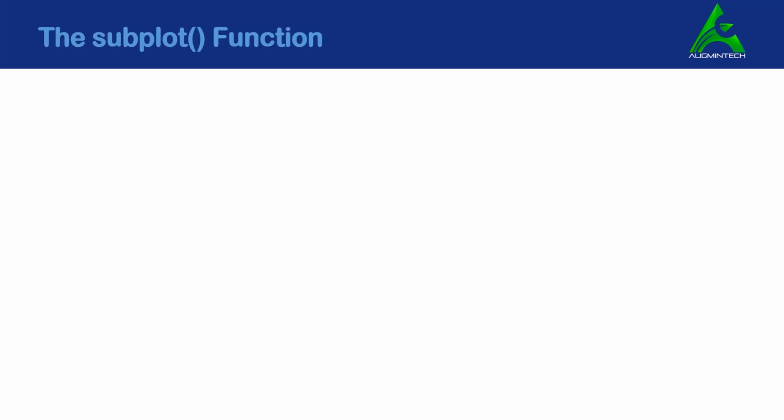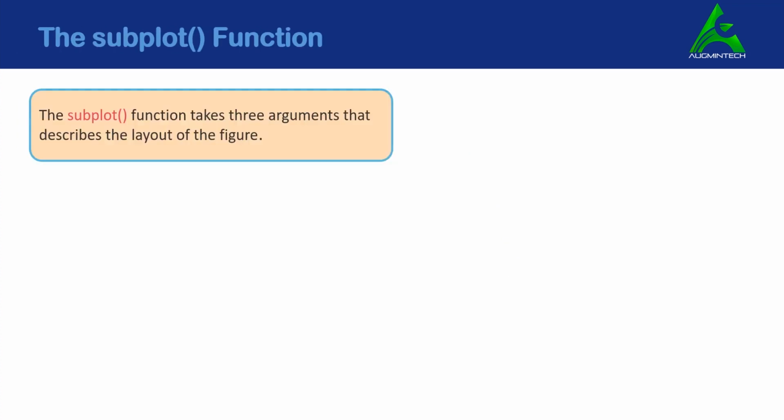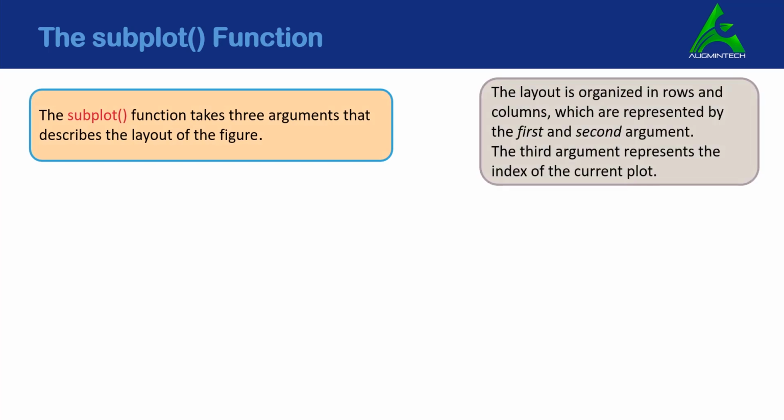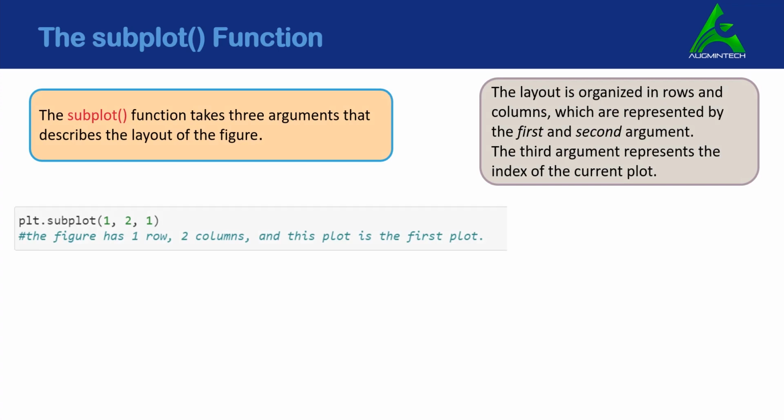Now let's see what this subplot function is. The subplot function takes three arguments that describe the layout of the figure. The layout is organized in rows and columns. So the first argument is rows, the second is columns, and the third is the number of the plot. The first argument is the row, the second argument is the columns, and the third argument represents the index of the current plot.